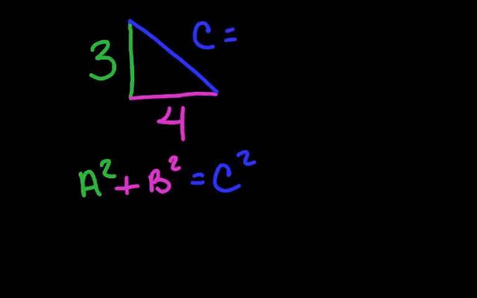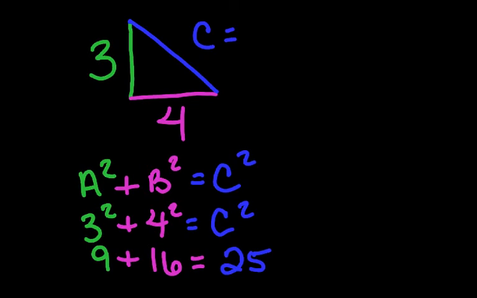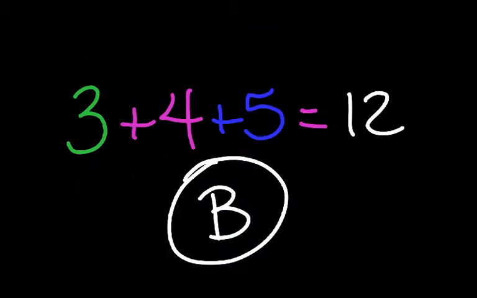A squared plus B squared equals C squared. Replace the variables with the numbers that are given. You have 3 squared plus 4 squared equals C squared. That should give you 9 plus 16, which equals 25. Get the square root of 25, and that gives you 5. Okay, remember, this whole thing you're looking for the trim, so now you just add the 3 plus 4 plus 5, and that gives you 12. So that makes your answer B as in boy.